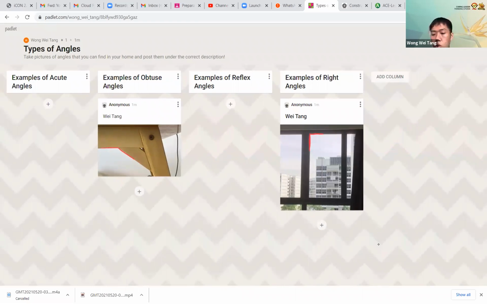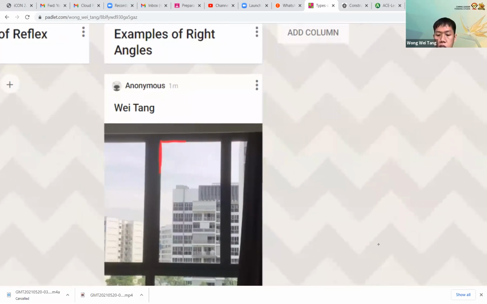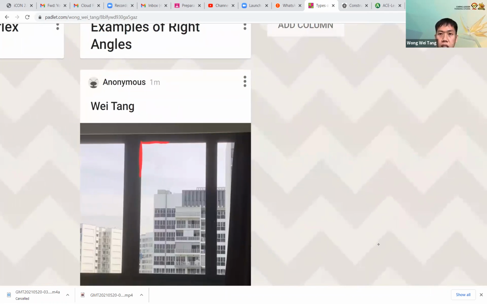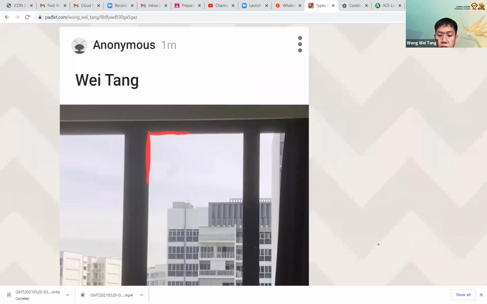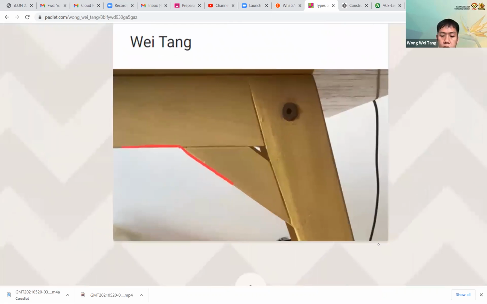Okay. So in this case, my name is Wei Tang. I found an example of right angle. So this is the window. Can you see the red color marking? So that is my right angle. Now, I also gave an example of an obtuse angle. This is my obtuse angle.